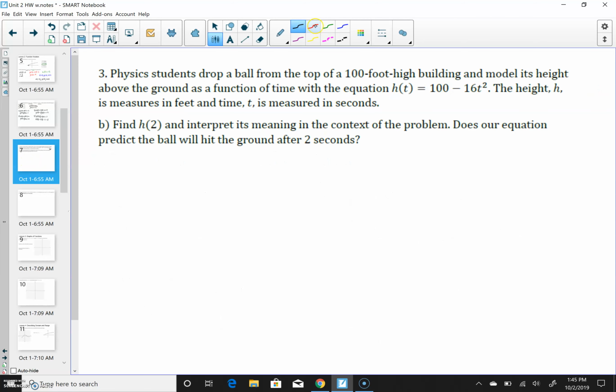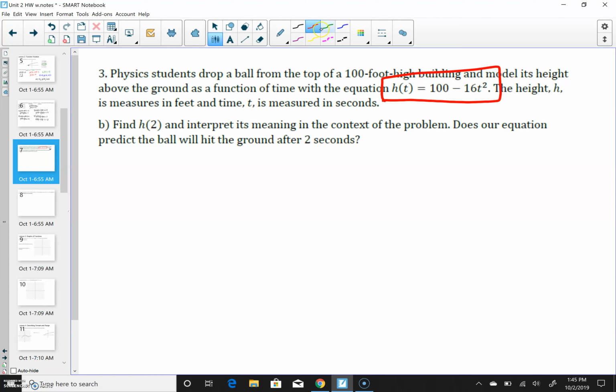The third one is a word problem, and they give us a lot of information here, but only some of it's going to be useful. Physics students drop a ball from the top of a 100-foot high building and model its height above the ground as a function of time with the equation h of t equals 100 minus 16t squared. The height, h, is measured in feet, and the time t is measured in seconds.